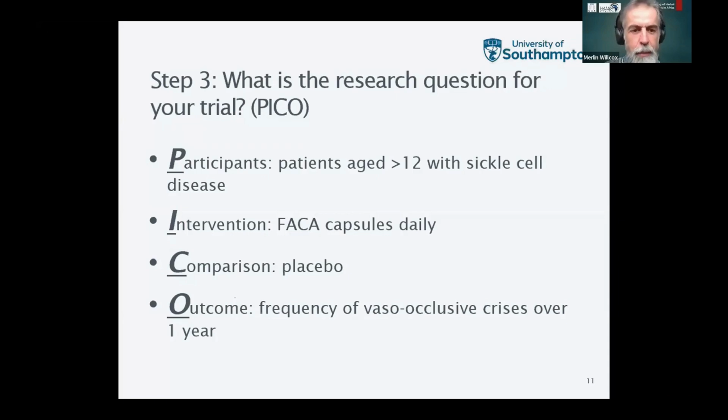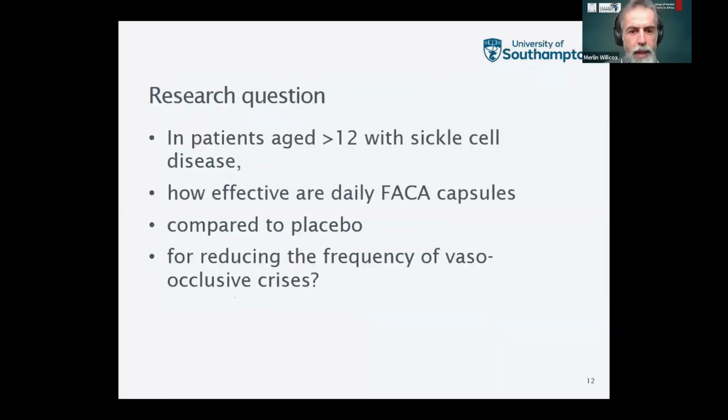So this is our research question in PICO format. In patients aged over 12 with sickle cell disease, how effective are daily FACA capsules compared to placebo for reducing the frequency of vaso-occlusive crises? This is how to formulate a research question for a clinical trial.